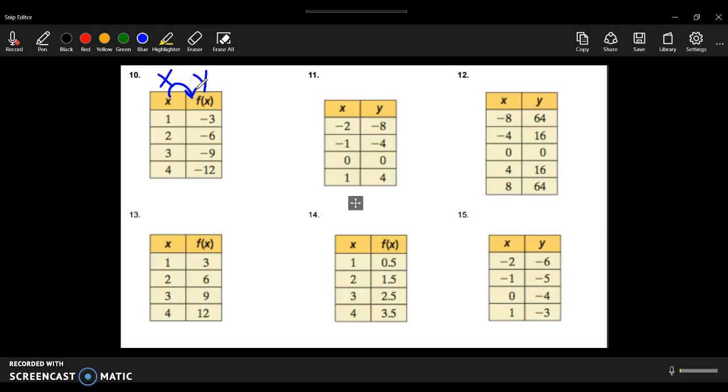Well, when I'm writing this, I want to think about how I get from 1 to -3, from 2 to -6, from 3 to -9, and 4 to -12. So how do I get from 1 to -3, 2 to -6, 3 to -9, 4 to -12? Well, if I took my x and I multiplied it by -3, I would get my f of x.